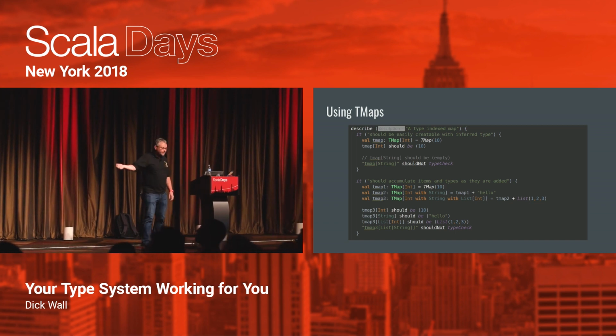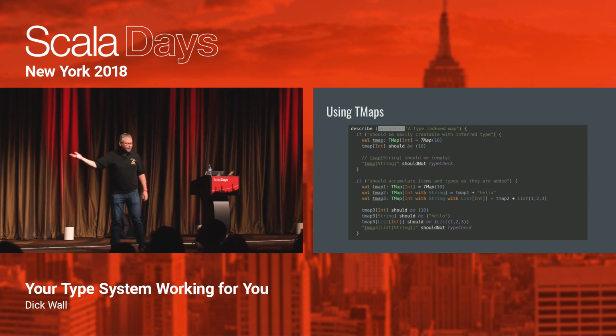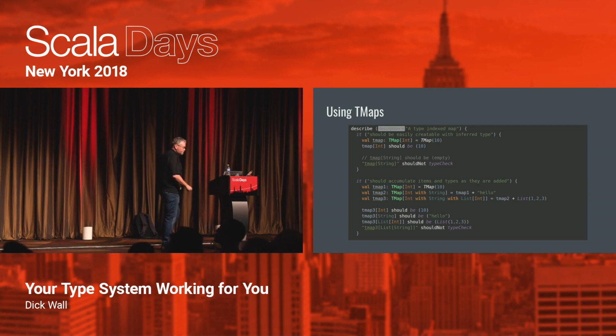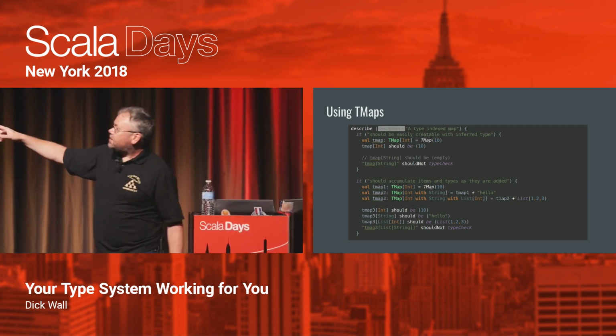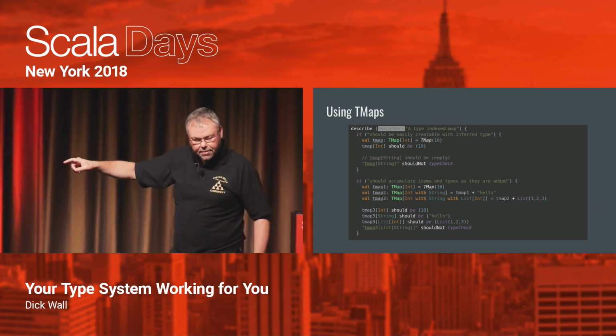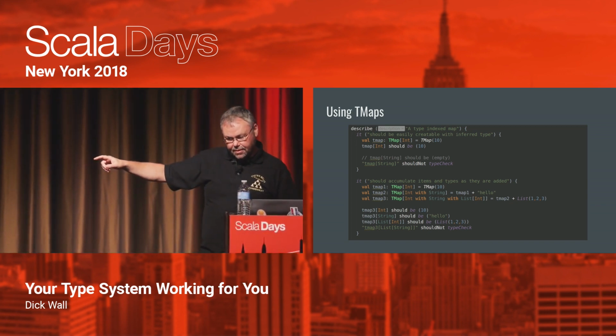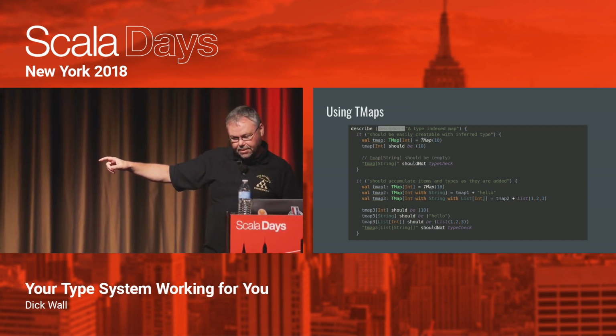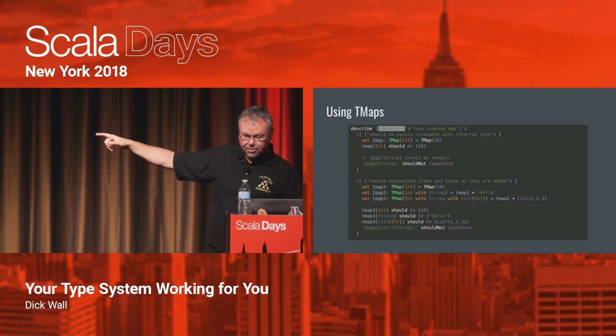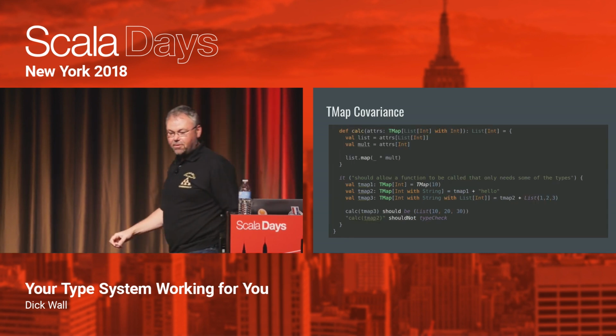Okay? If we add a list of ints to it, we now end up with a TMap of int with string with list of int. Okay? And we can see down the bottom here, actually there's a method missing here. Oh no, that's okay. That's just showing you access. Okay. Here's what we care about.